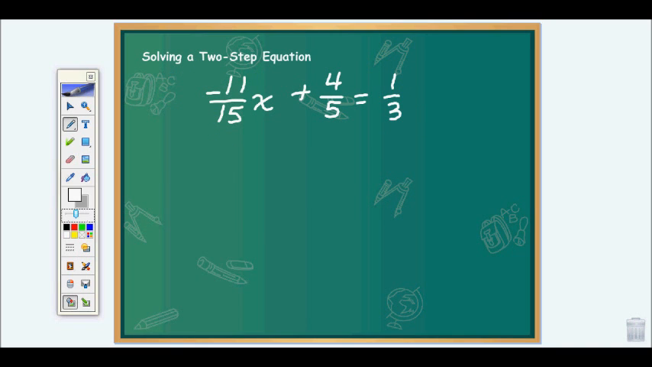Now we're going to do the same thing. We're still going to apply our algebra rules. This time it's a two-step equation. The reason it's a two-step is because I have a variable and a constant on one side and only a constant on the other side. So I need to move my constant term. I'm going to move 4/5 by subtracting 4/5 from both sides.